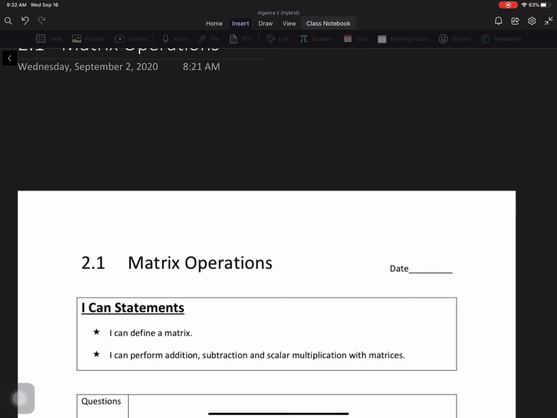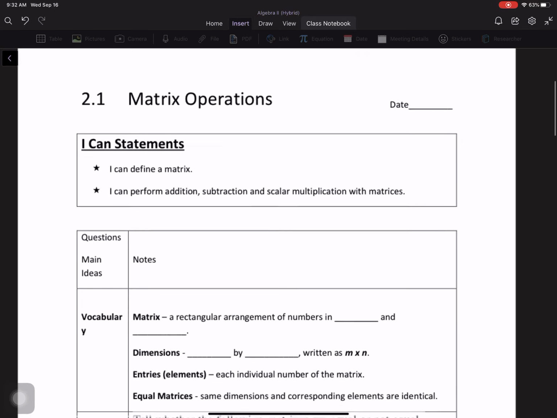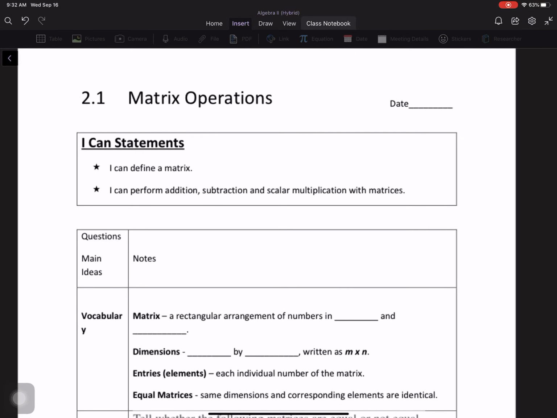We are talking matrices. We're starting off with matrix operations. Two goals today: defining a matrix and performing addition, subtraction, and scalar multiplication. This is a great way, I think, to start. Super easy. If you can add, subtract, and do basic multiplication, you are going to be in great shape.